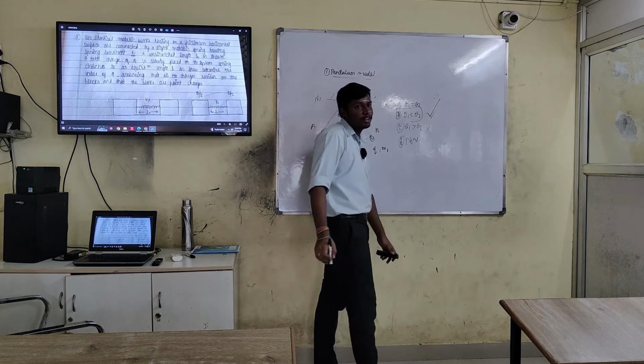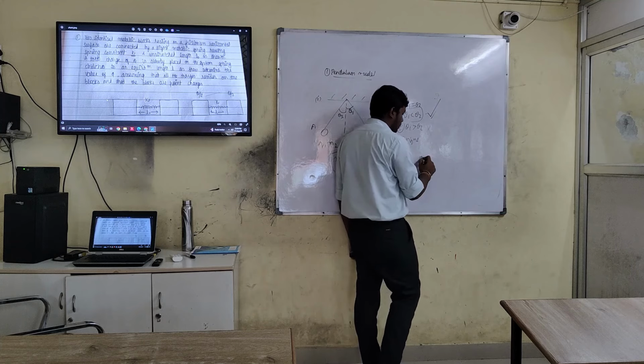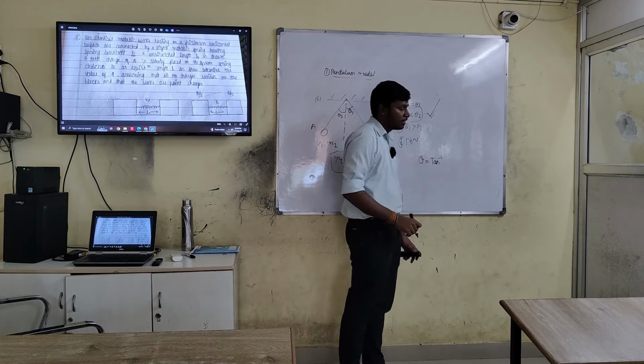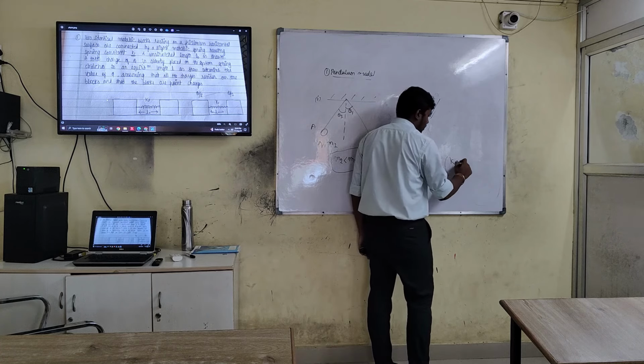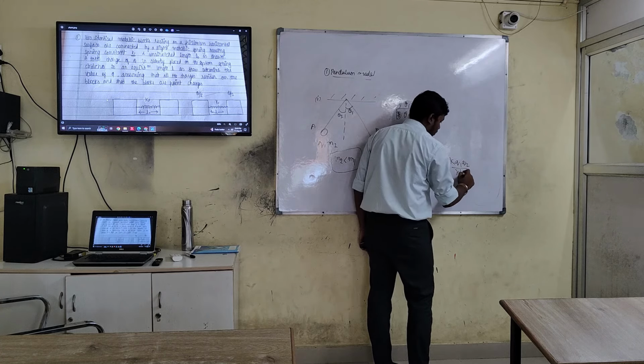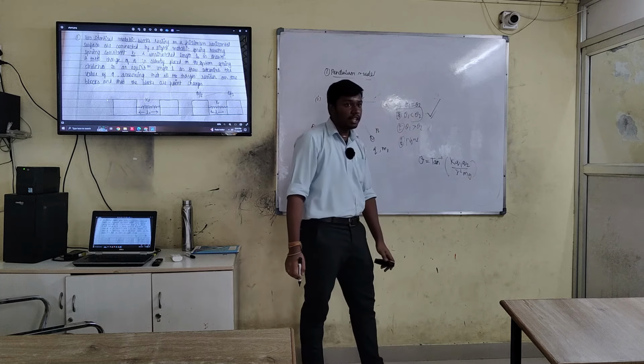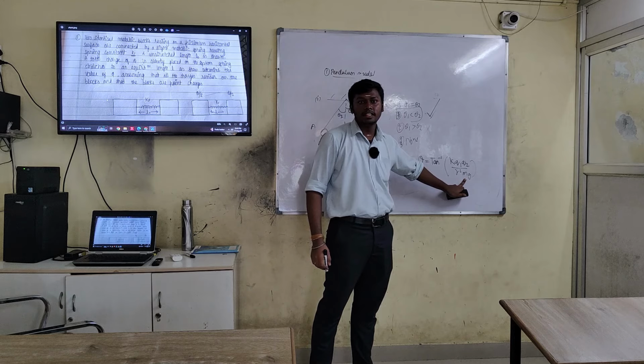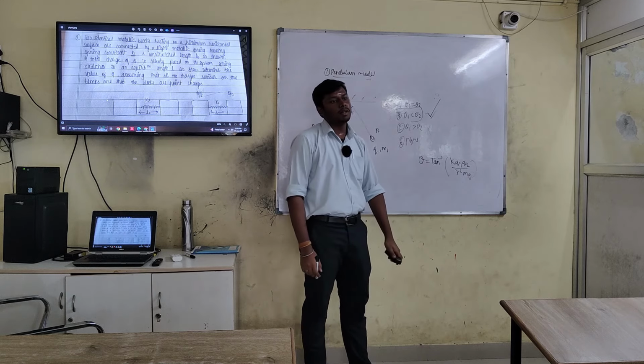Right. Why? What is the formula for theta? Tan inverse of Fe by mg, that is K Q1 Q2 by R square mg. Now tell me, does this angle depend on individual mass or product of masses?